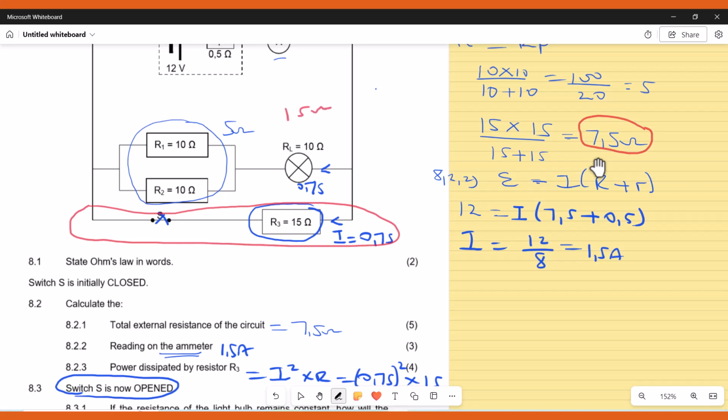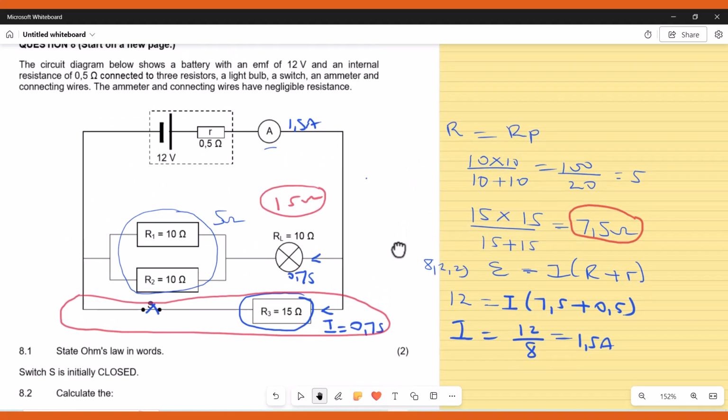Okay, now the 15 ohms are more than the 7,5 ohms. So that means because of the higher resistance, I'm going to get a lower current passing through the battery, and because of it, I'm going to lose fewer volts, and I'm going to have a lot of V external, and so because of the high V external, my brightness is going to increase.